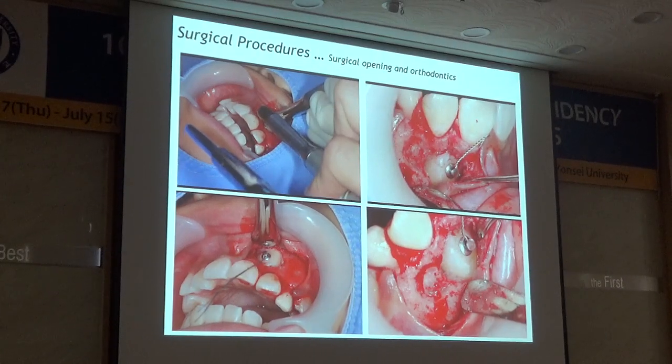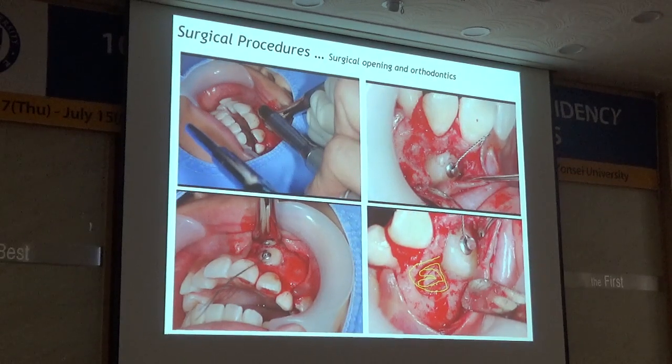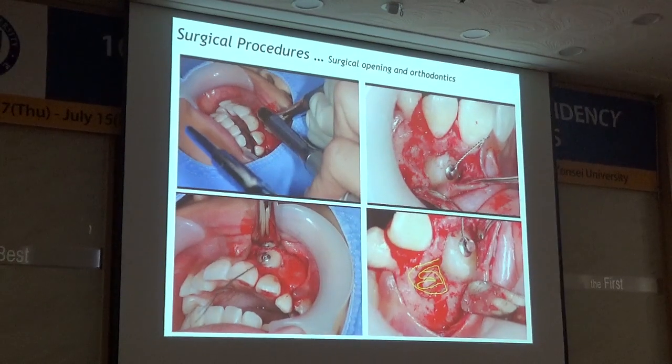And after the orthodontic procedure, I usually do another surgical procedure like this one. Can you see that? The color was red, so I will change the color. I remove the bone in this area, because the movement should happen through the bone at the yellow area. So I remove that kind of bone to enhance the movement of the impacted tooth.